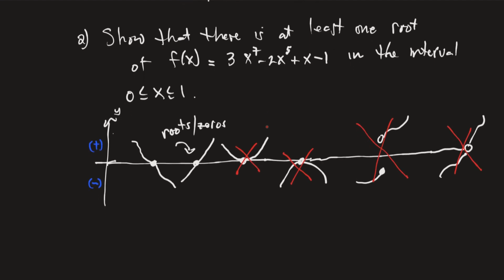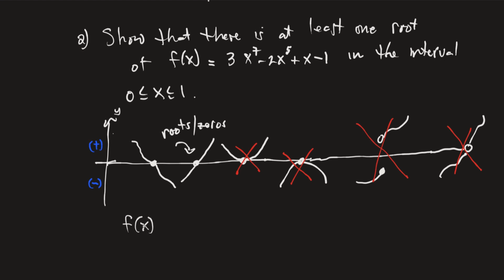So our argument has to do two things. It has to explain why we know that the function is continuous, and why do we know that there is a sign change? How do we know those things? So first, let's talk about continuity.